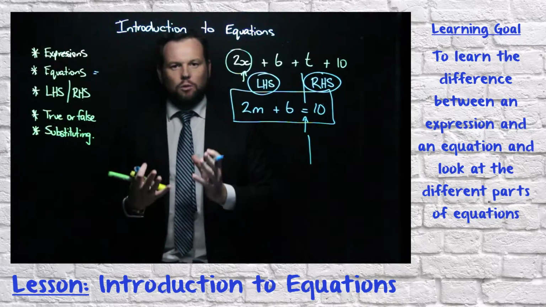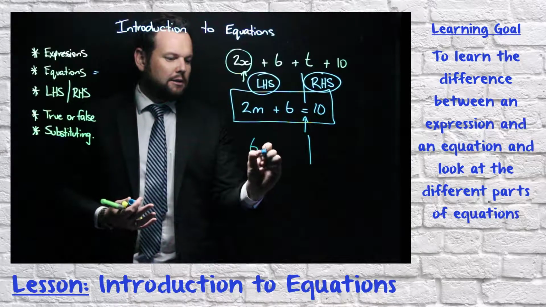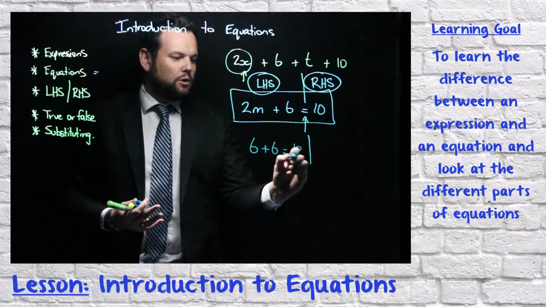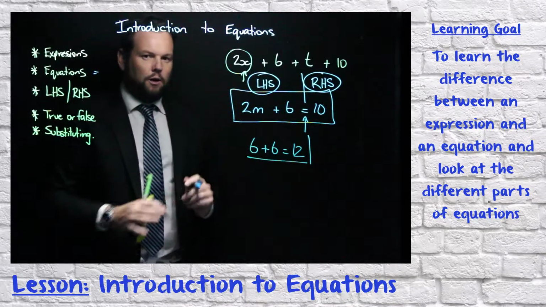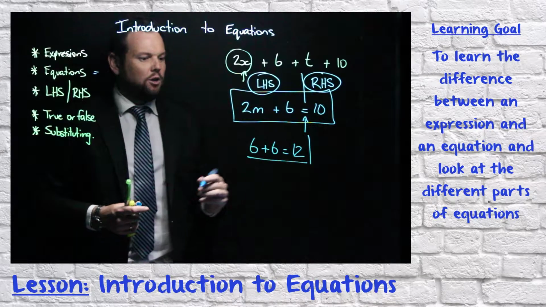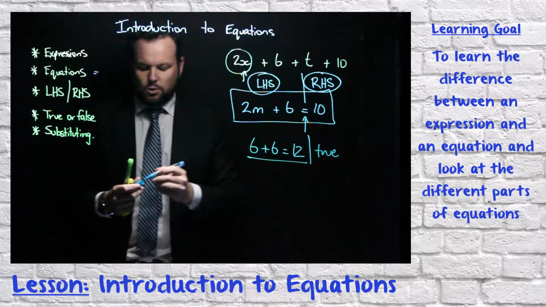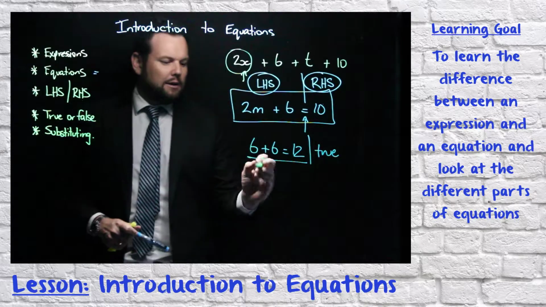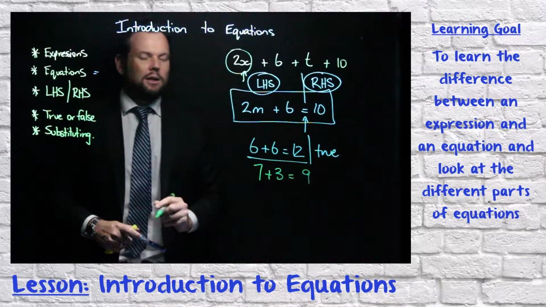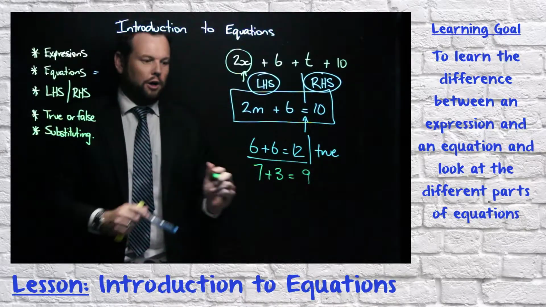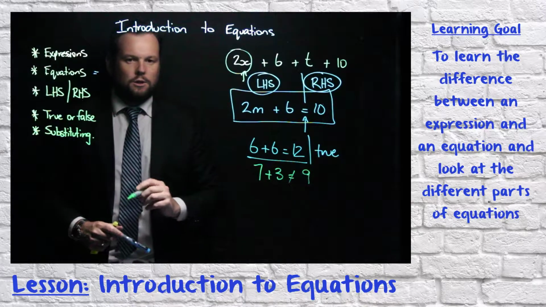All right, so we've got a left-hand side, we've got a right-hand side. An equation can be true or false, okay? So if I was to write up this, 6 plus 6 equals 12, could you say that's true or false? Now, obviously you know that that is true. 6 plus 6 does equal 12. However, if I was to say 7 plus 3 equals 9, you would say, no, that's not true, that's false. So 7 plus 3 is not equal to 9.